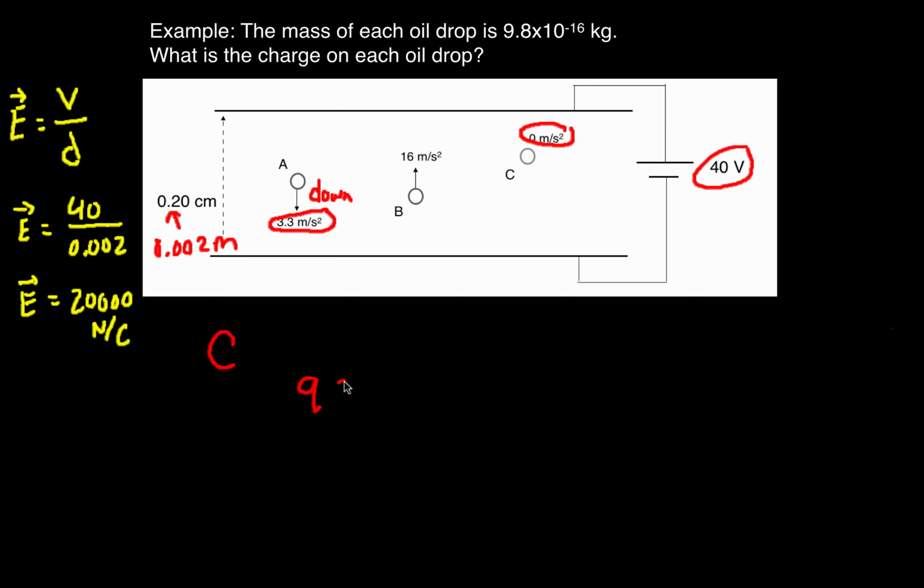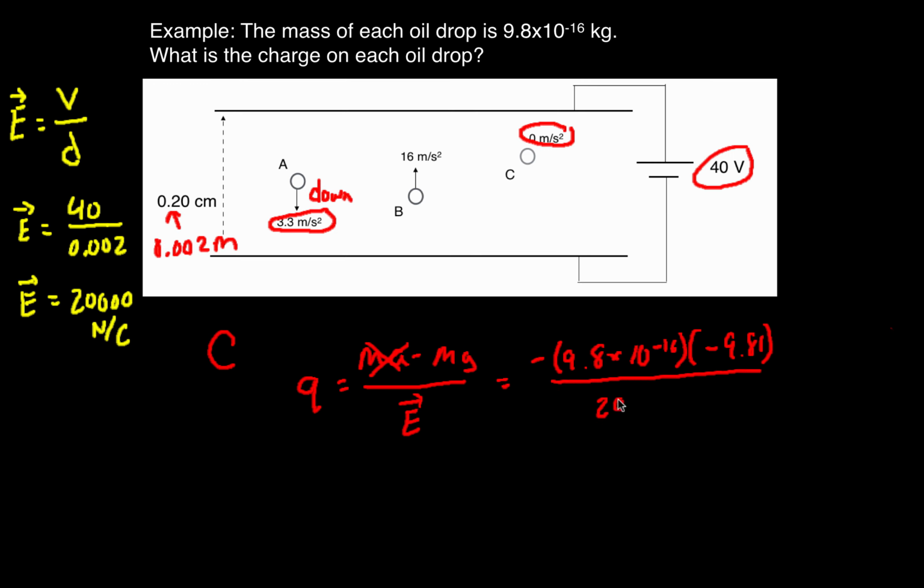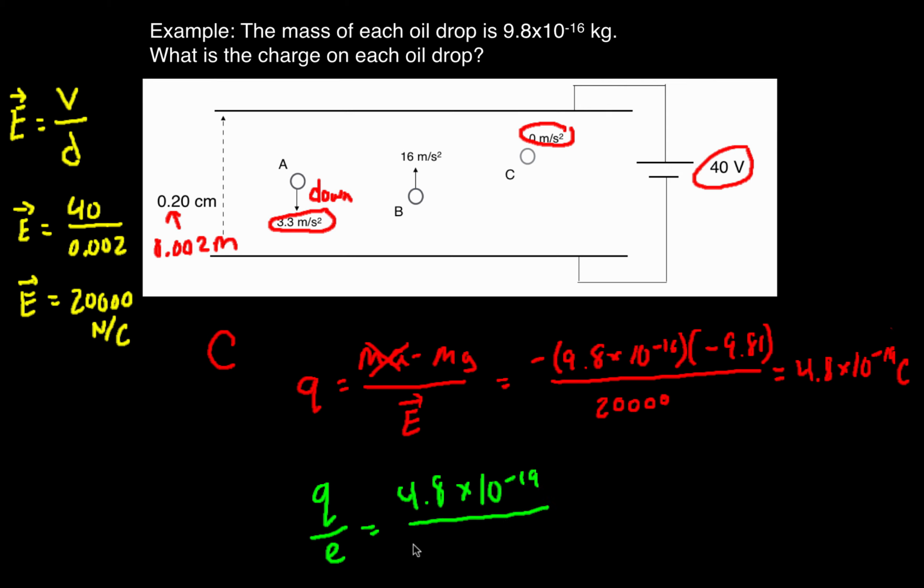It could have a constant velocity, or could be just suspended in the second chamber. The charge on oil droplet C is equal to ma minus mg divided by the electric field. Since a is equal to 0, the first term goes away, and it's just negative mg divided by electric field. So it's negative 9.8 times 10 to the minus 16 times negative 9.81 divided by the electric field, which is 20,000, which gives us a charge equal to 4.8 times 10 to the negative 19 coulombs. We can determine the amount of electrons on droplet C by dividing Q by the elementary charge, so it's 4.8 times 10 to the negative 19 divided by 1.6 times 10 to the negative 19, which gives us 3. So there's 3 electrons on oil droplet C.